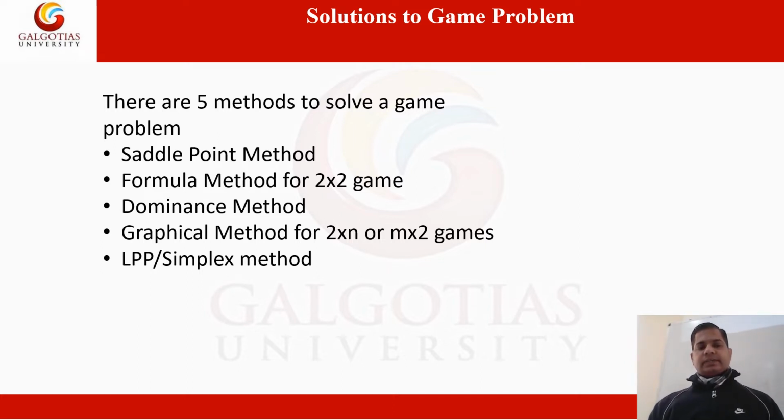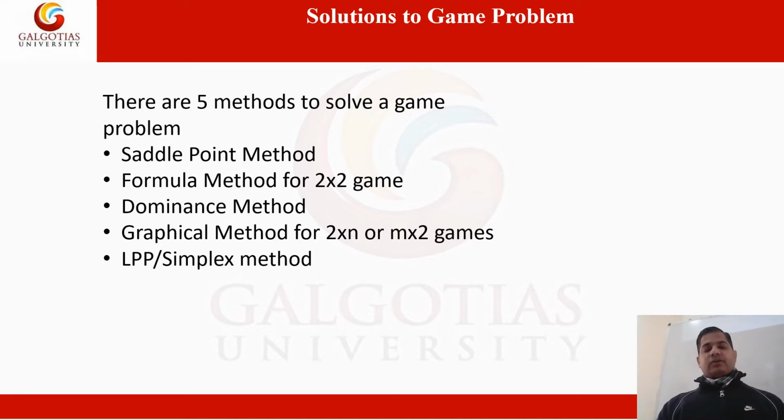If the saddle point doesn't exist, then we move to the second method, where we see whether it is a 2 by 2 game or not. If it is a 2 by 2 game, then we apply the formula method and solve it. If it is not a 2 by 2 game, then we move to the third one, the dominance method. In the dominance method, the concept says that we have to convert the given problem into a 2 by 2 game. If it is converted into a 2 by 2 game, then we move to the second point, apply the formula and solve it. If it cannot be converted into a 2 by 2 game, it might be a 2 by n game or an m by 2 game, and then we will solve it by the graphical method.